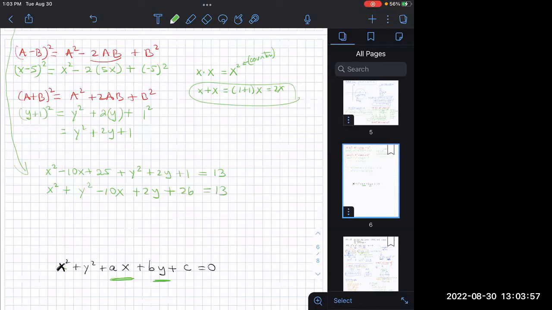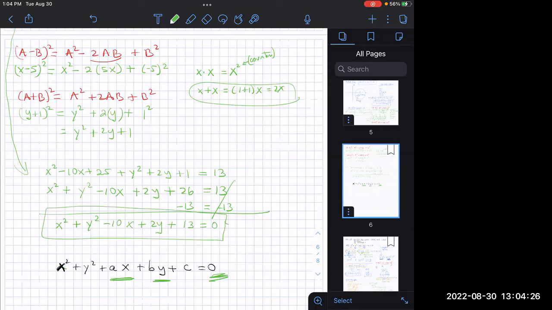Are we done? No. So what do we do? Subtract the 13. Subtract 13. So now this is gone. Copy this all the way to the 2y, and then you do 26 minus 13, which is 13, equals 0. Okay, so there is your final answer. And that's the general form? Yes. Cool. Okay.